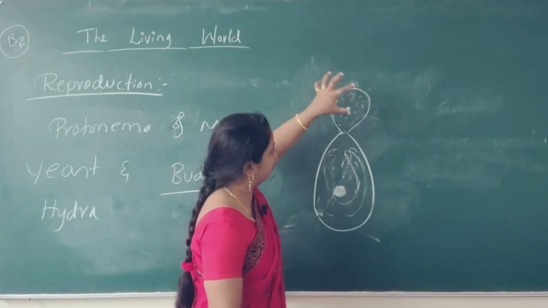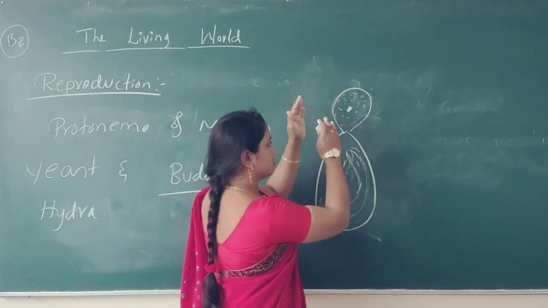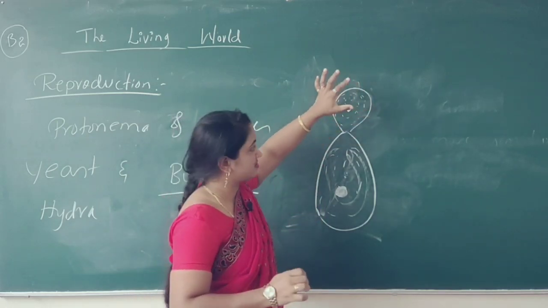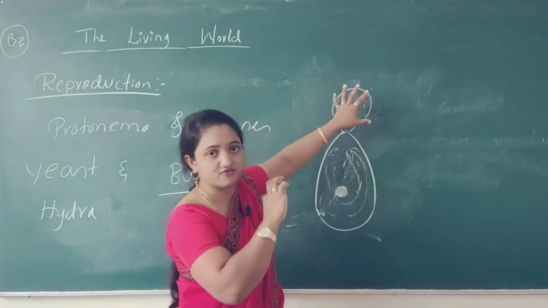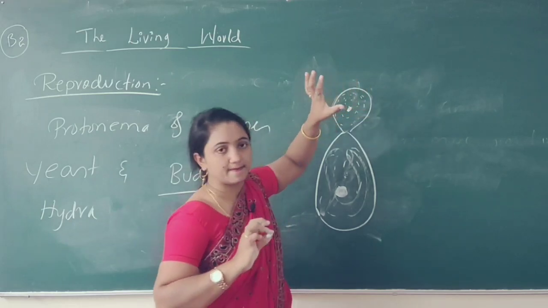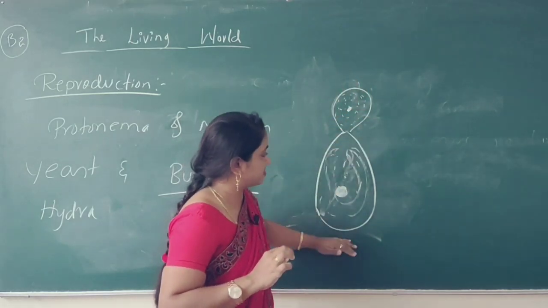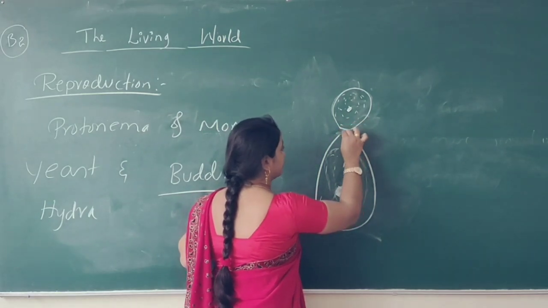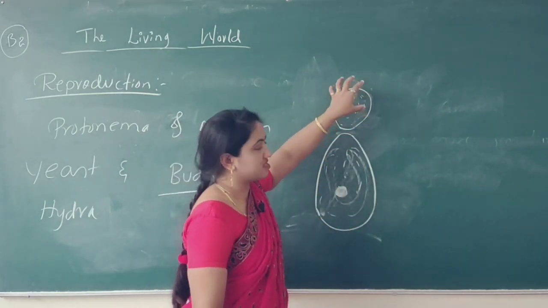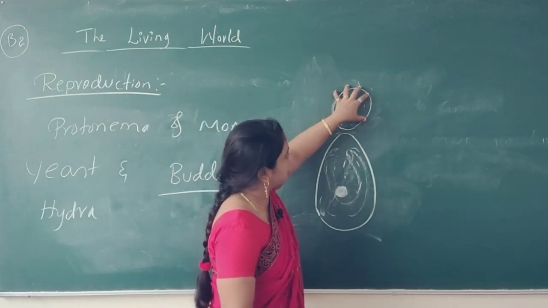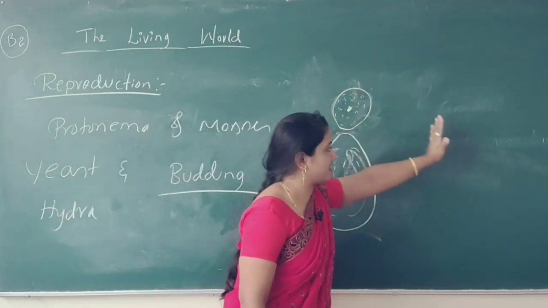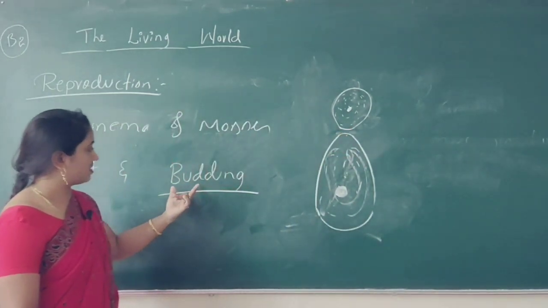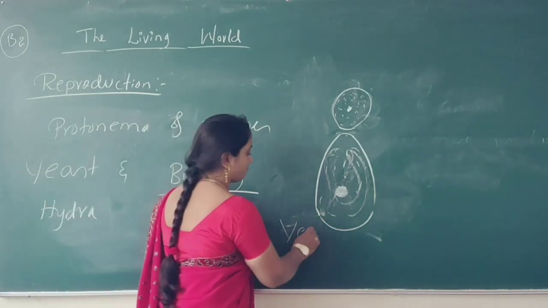After the formation of the bud, after maturation, not complete maturation, to some extent, the bud which matches its parent body, which matches the yeast body, will get separated. After some extent, the bud, a small circular yeast cell, gets detached from the parent body. So this mode of reproduction is known as budding. This is one example, yeast.